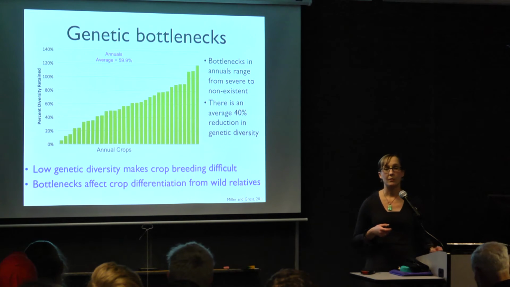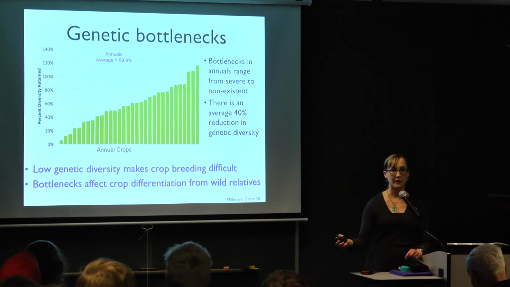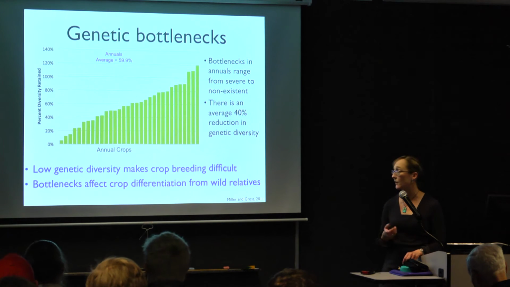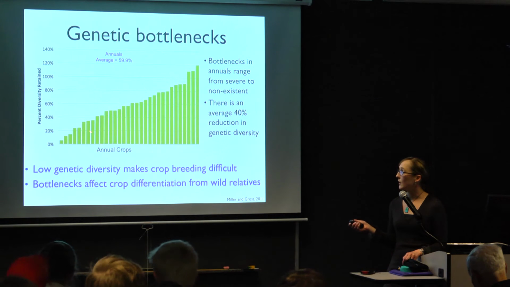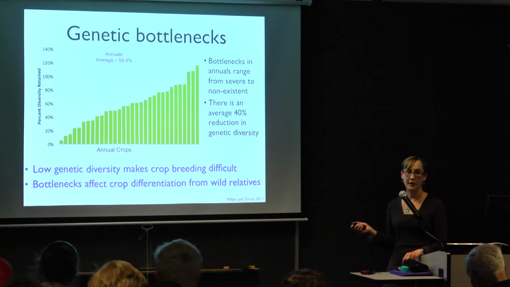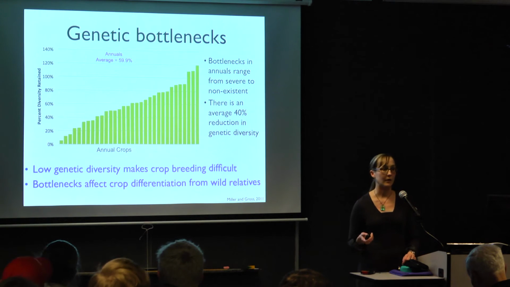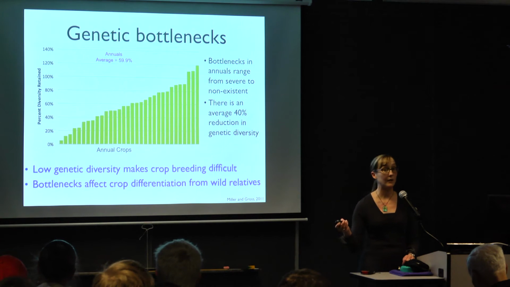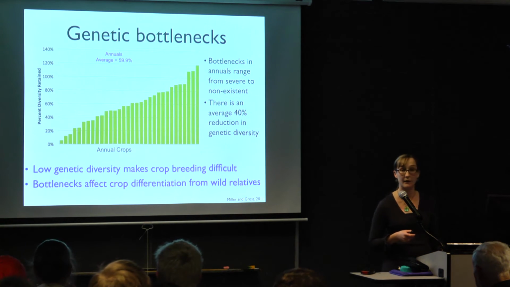And this is a problem. Obviously, if you're a plant breeder, low genetic diversity can make crop breeding difficult. If your wild species is still extant, you can go back to it and try to recover some of that variation and useful alleles, but that can be difficult in some crops. And I also want to point out, if you're having a really severe genetic bottleneck, that's bound to affect crop differentiation from wild relatives. If you're losing 80% of genetic variation, you're definitely losing some phenotypic variation and you're fixing some phenotypic variation in that process.